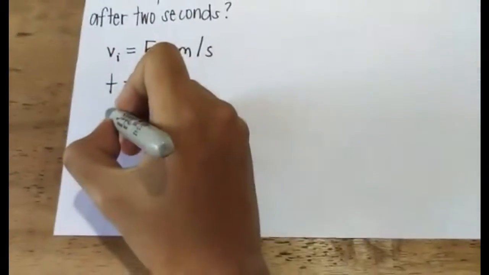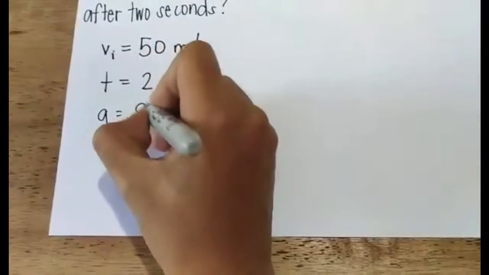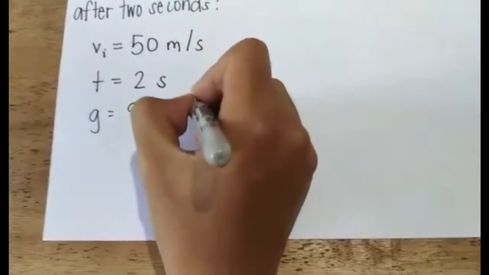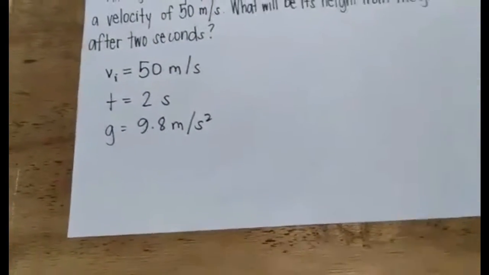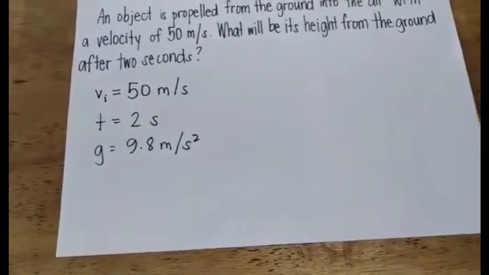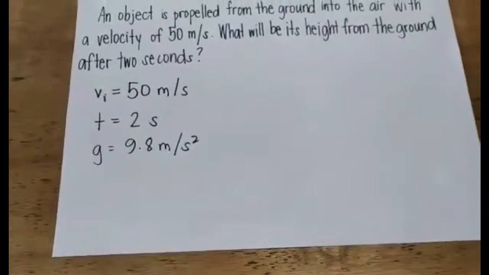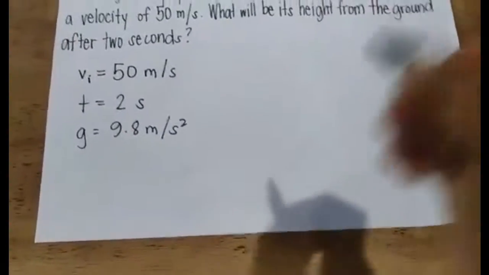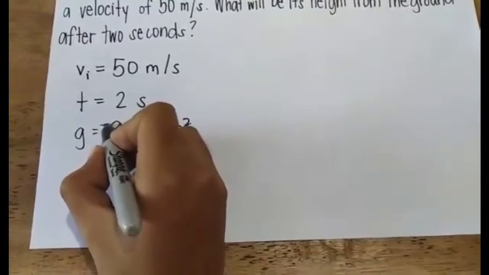So the gravitational acceleration on Earth will always be 9.8 meters per second squared. But since the object is thrown from the ground into the air upwards, it means that gravity is opposing the direction of the object. So it means that we have to put a negative value on the gravitational acceleration.